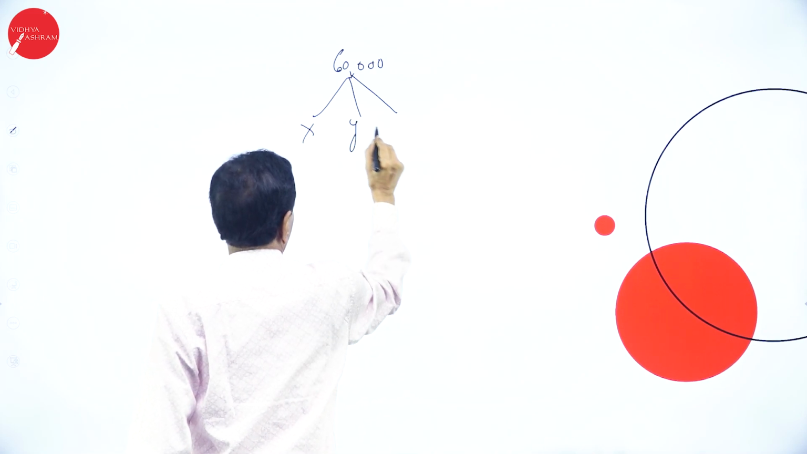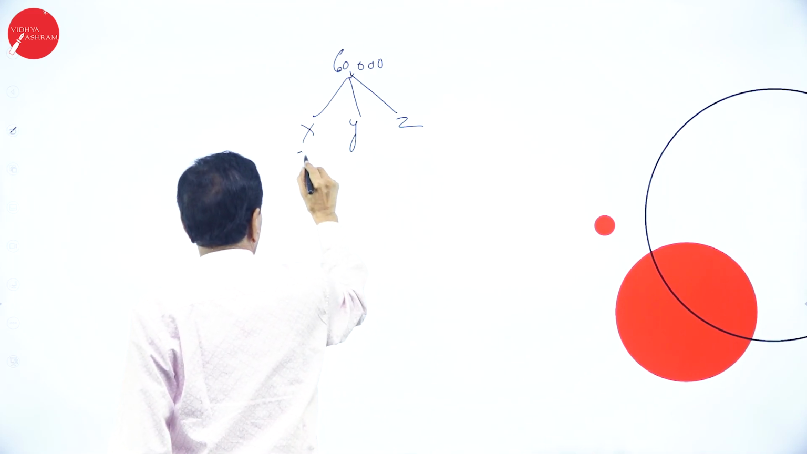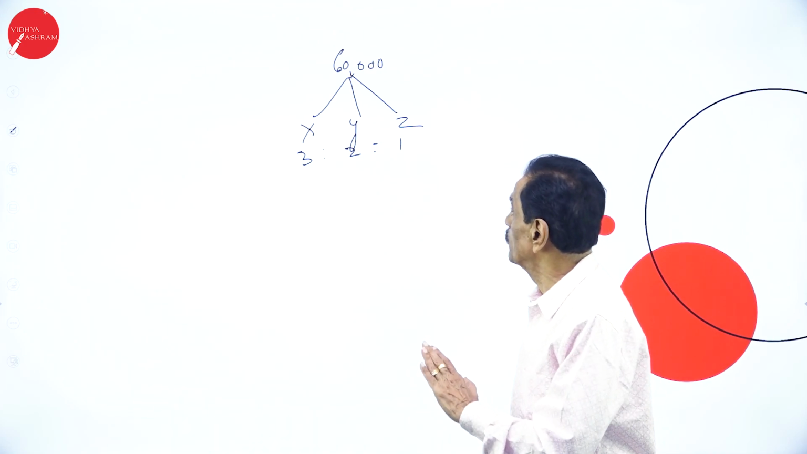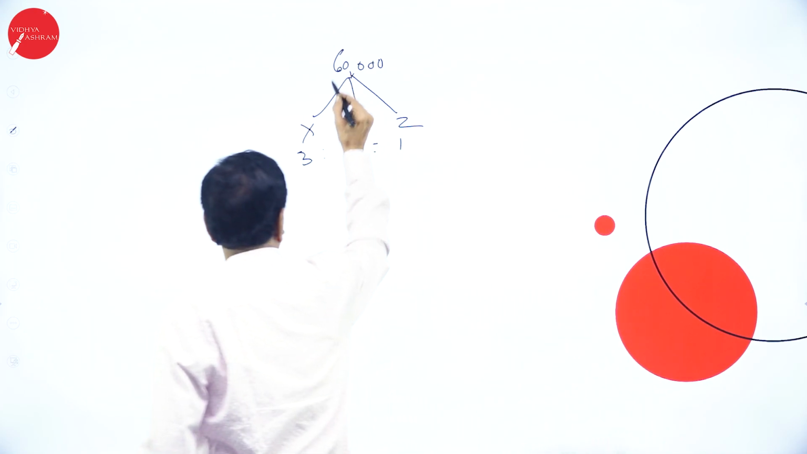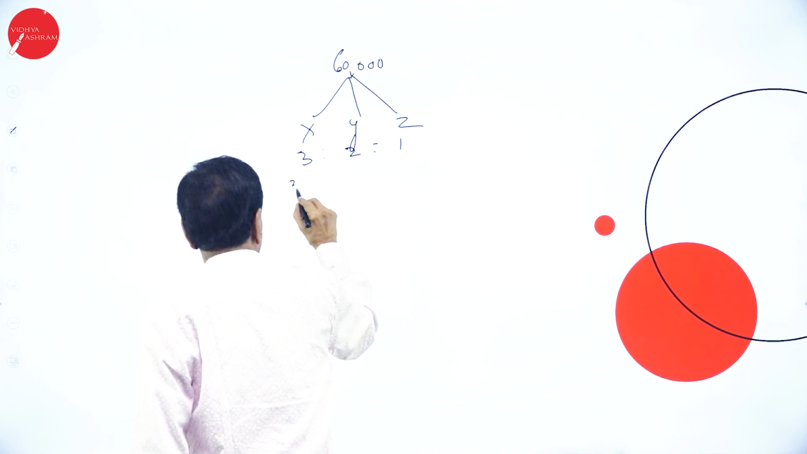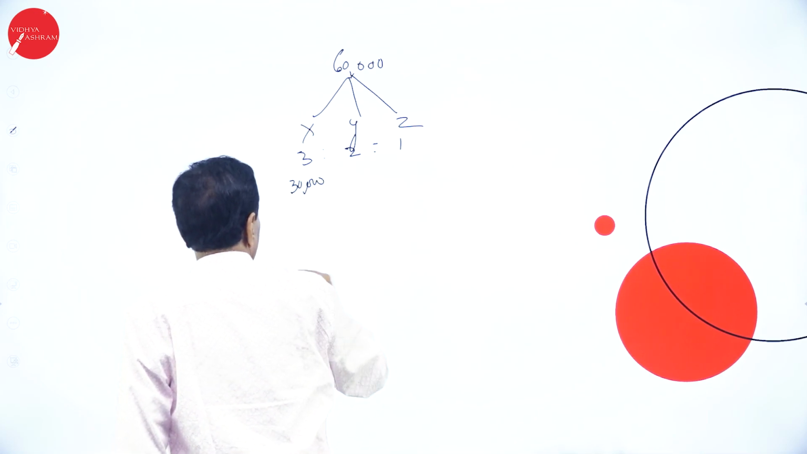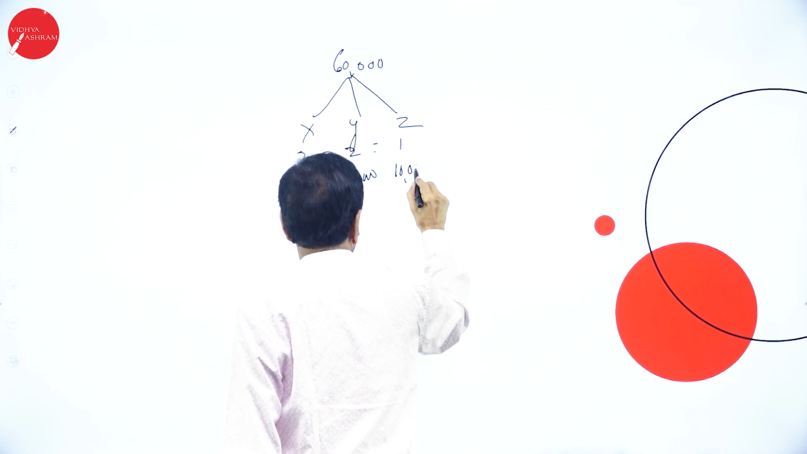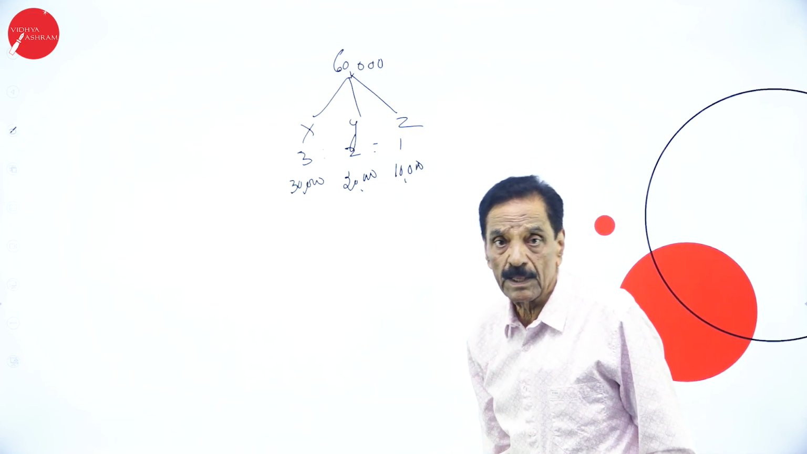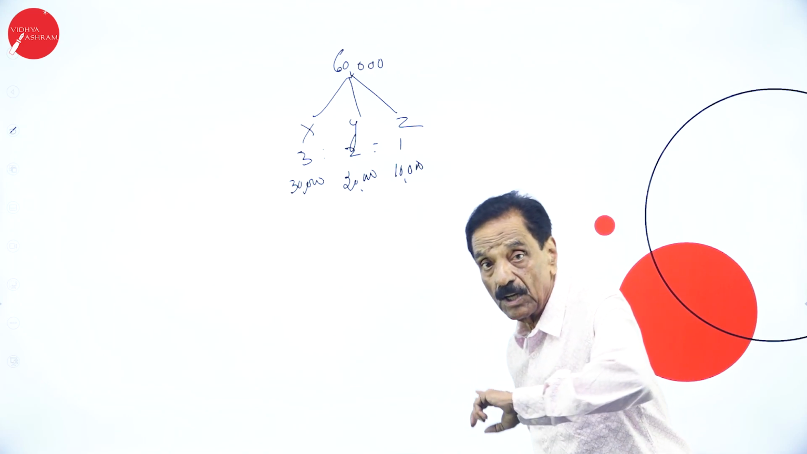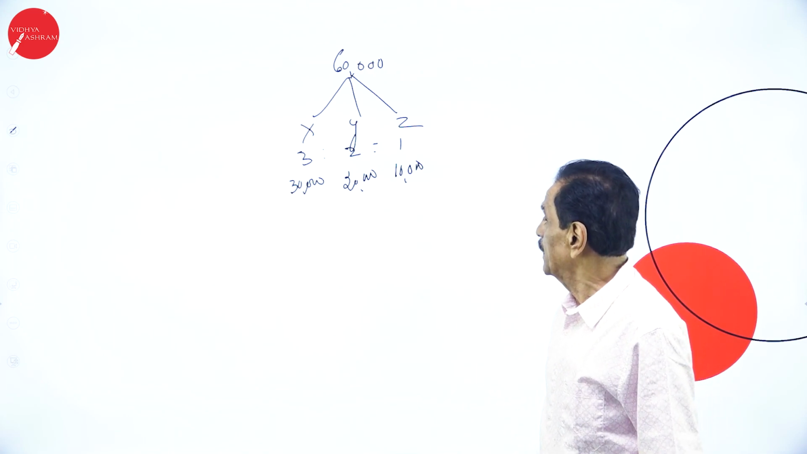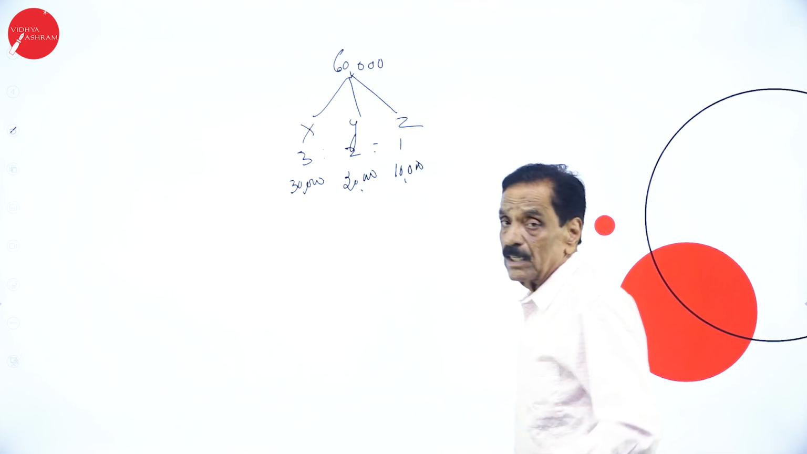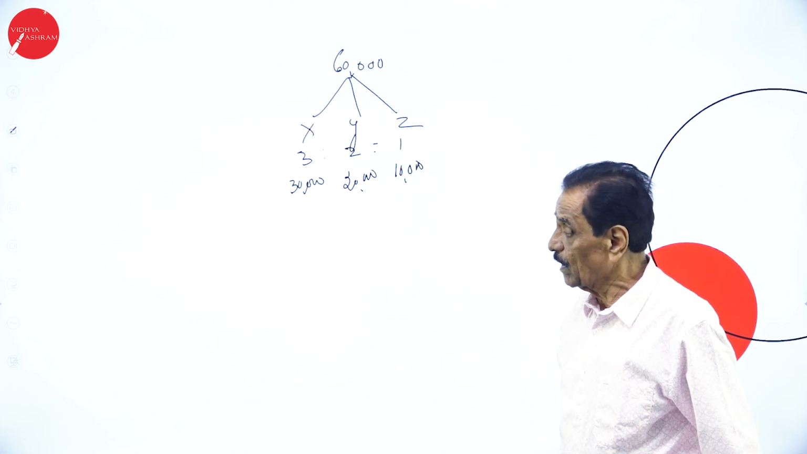X, Y, Z are in the ratio of 3:2:1. 3 by 6, 2 by 6. So 3 by 6 of 60,000 is 30,000, 20,000, 10,000 shares. So total is 60,000. The responsibility goes in favor of X 30,000, Y 20,000, Z 10,000.